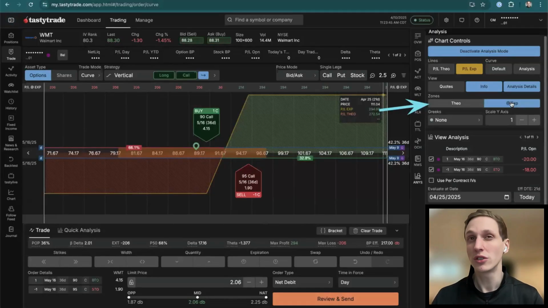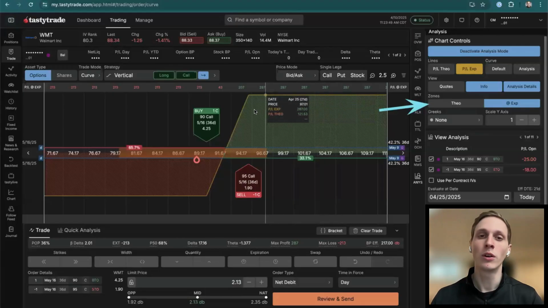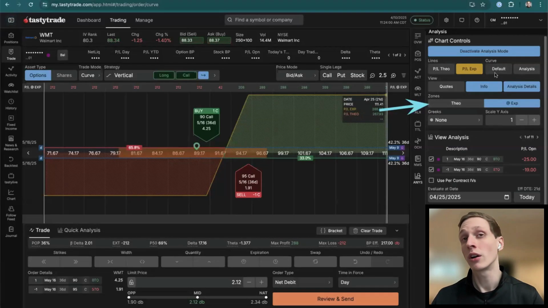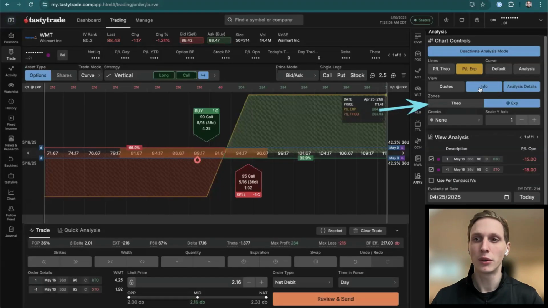So again, if you just want to look at your profit or loss at expiration, or in this case, what our profit or loss would look like based on the price of Walmart in 36 days, you can do lines, P&L at expiration, and zones at expiration. I'll talk about some of the other features here, but for the most part, you'll just want to have these selected when you're looking at expiration. You'll want to have your info box, your analysis details as well, and then at expiration.